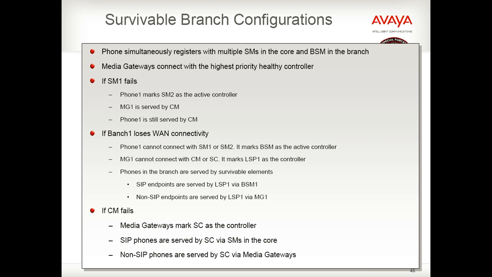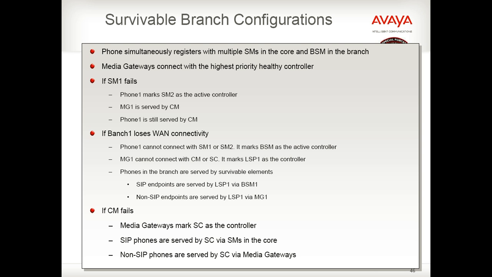Let's talk about if the branch loses the WAN connectivity. And what we're talking about here is if phone 1 cannot connect with session manager 1 or session manager 2. Of course, unless session manager 2 is your branch session manager, that's a different scenario. We're talking about the geo-redundant solution here where session manager 1 and session manager 2 are both across the WAN. The media gateway can't connect with CM or the session controller, and it marks the LSP as a controller.